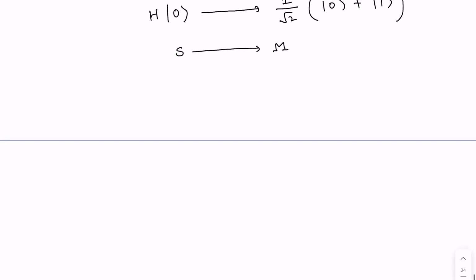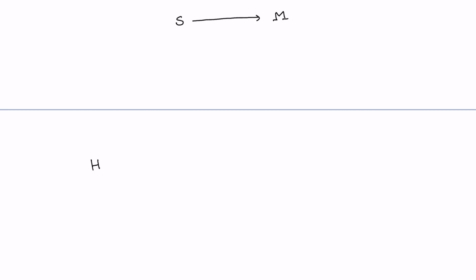Now in matrix form, the Hadamard gate operator can be represented by H, or sometimes it is also given by the symbol UH, because ultimately this gate operation has to be a unitary operation.